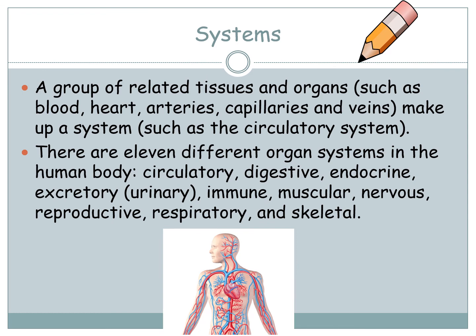The next note we would make is on systems. So a group of related tissues and organs such as the blood, heart, arteries, capillaries and veins make up a system, such as the circulatory system.